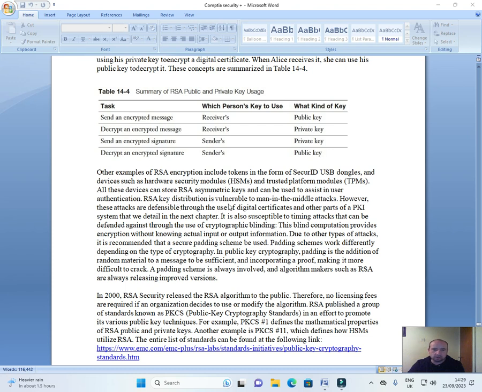RSA key distribution is vulnerable to man-in-the-middle attacks. However, these attacks are defensible through the use of digital certificates and other parts of a PKI system that we detail in the next chapter. It is also susceptible to timing attacks that can be defended against through the use of cryptographic blinding. This blind computation provides encryption without knowing actual input or output information.